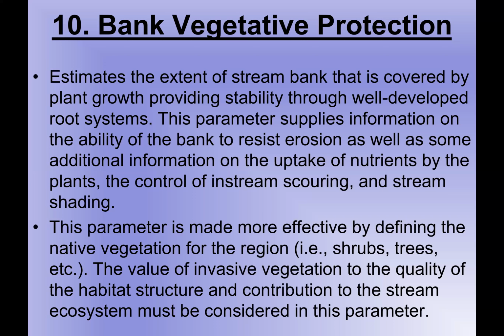Bank vegetation, pretty self-explanatory. Estimate the extent of the stream bank that is covered by plant growth. As simple as that. This parameter supplies information on the ability of the bank to resist erosion. So if it's vegetated, it's holding down that erosion. It's more effective by defining the native vegetation. Obviously, native is better than non-native shrubs and trees. We have to take into effect the invasive vegetation in the quality of the habitat. So just factor that in. Yes, there might be vegetation on there, but if it's all Japanese hops or all mile-a-minute or multiflora rose, that might not be the best vegetative cover for that particular bank.